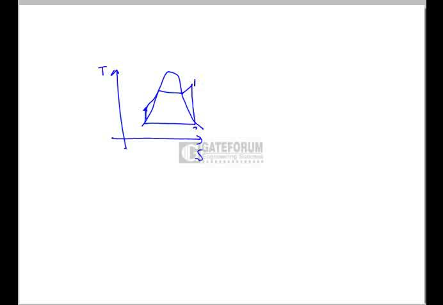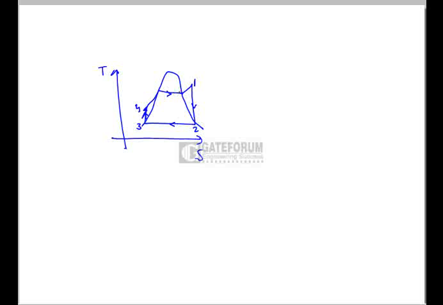Here first consider the steam power plant cycle on TS coordinates. Let us say the given steam power plant cycle is like this. Let's say this is the process 1 to 2 expansion in the turbine, and 2 to 3 heat rejection in the condenser, and 3 to 4 compression, and 4 to 1 gives heat addition in the boiler.